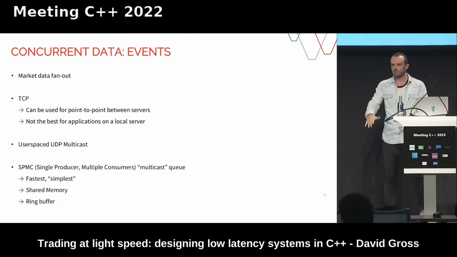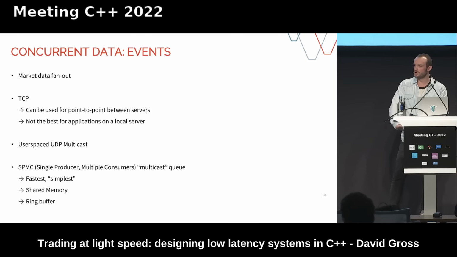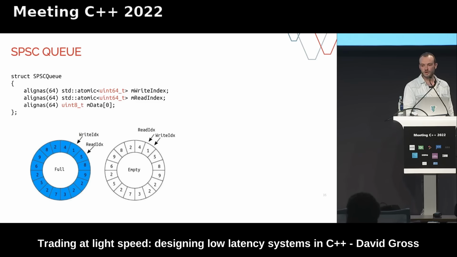We have 32 cores. We want to have some communication between these cores. So what I propose here is a queue. A very basic ring buffer on shared memory. So let's look at what kind of queue we can use here.